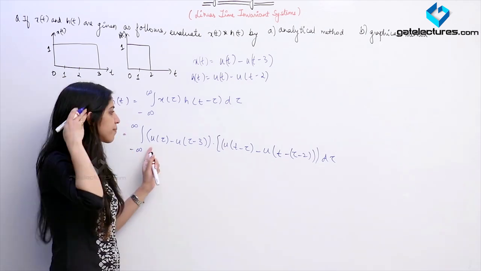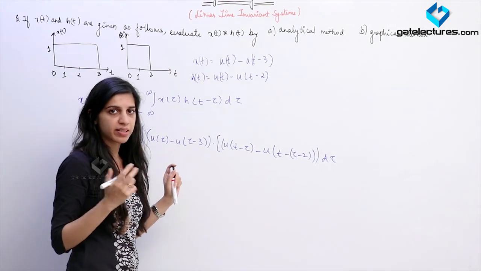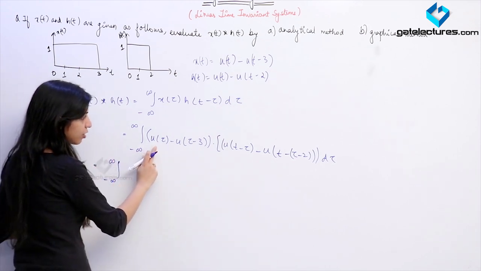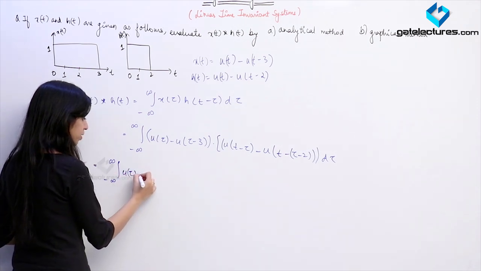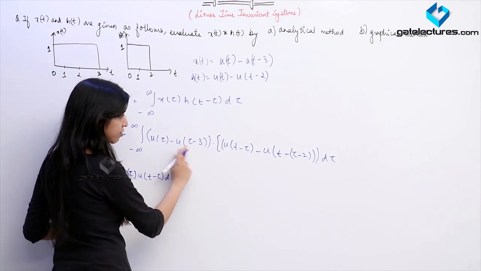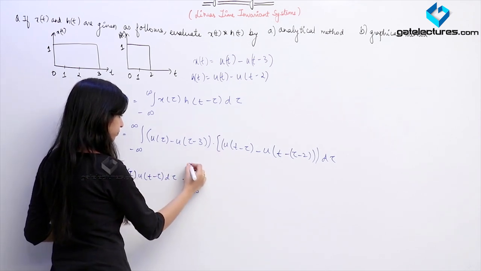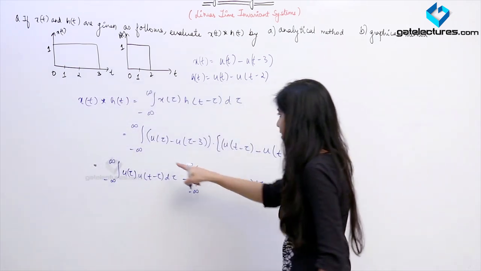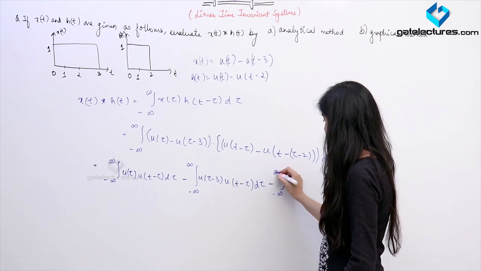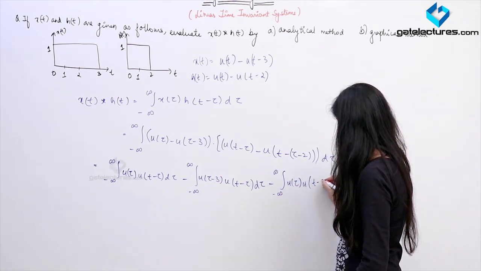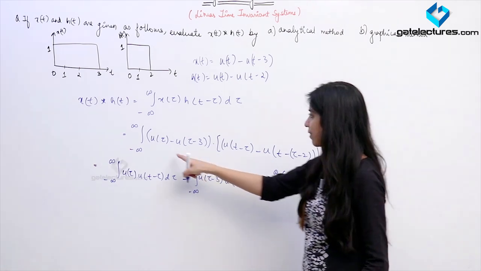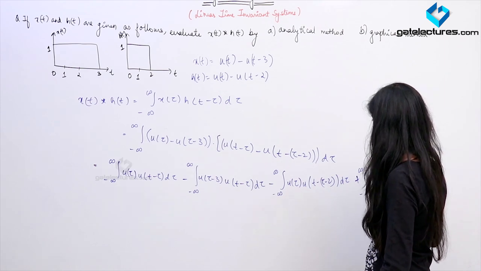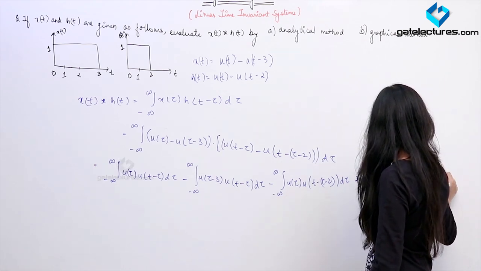Okay, now what I am doing is, I am just performing these multiplications and separating their integrals. Integral is a linear operation, so I can just write them individually. So what does this become? This becomes the integral from minus infinity to infinity of u(tau) multiplied with u(t minus tau) d tau. Next integral is going to be the multiplication of these two, taking minus common, u(tau minus 3) into u(t minus tau) d tau. Then again multiplication of these two, taking minus common, so this becomes u(tau) into u(t minus tau minus 2). And in the end I am going to have the multiplication of these two, which is u(tau minus 3) into u(t minus tau minus 2) d tau, right?